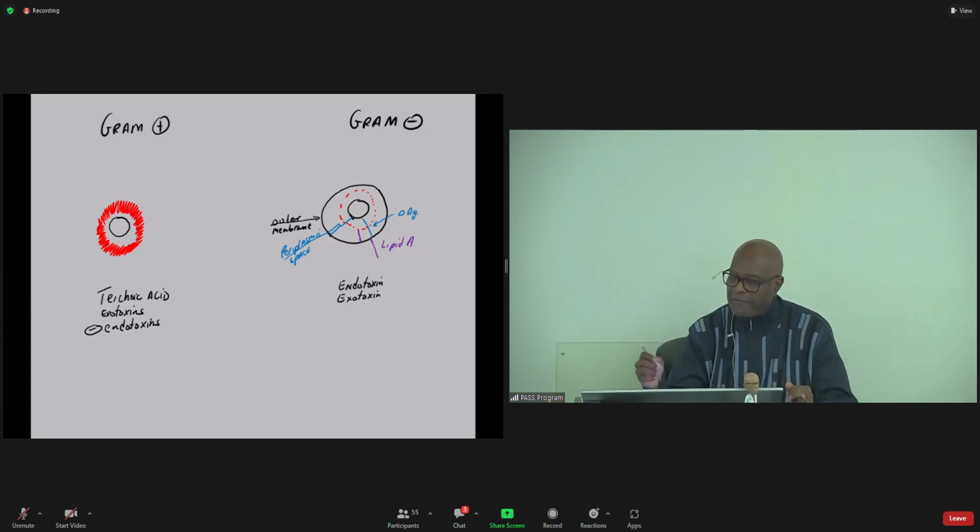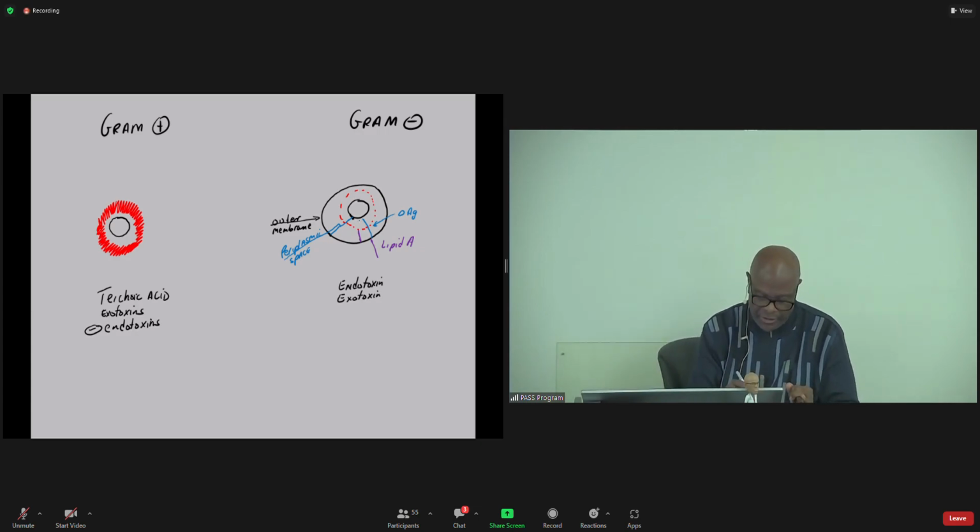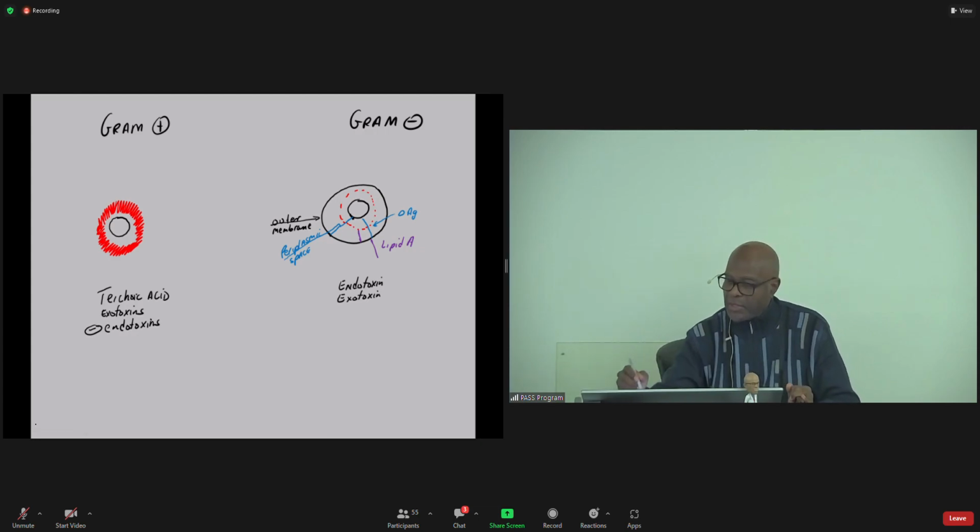All right, and then finally, there's a portion that anchors into the inner membrane. So I'll make that a different color right here. That's called the core antigen.